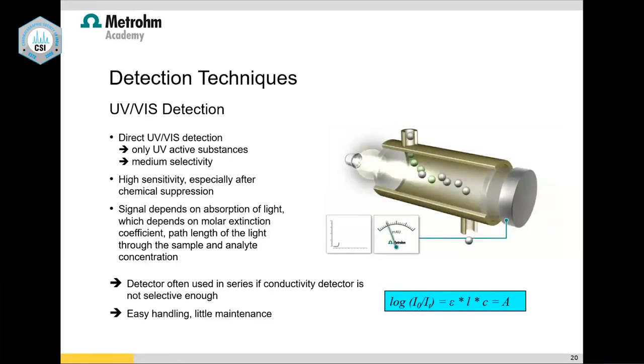We use it for transition metal determination at low ppb levels, and for rare earth elements like F block elements, the lanthanum series, uranium, thorium also can be done. So with this, we can do this technique.